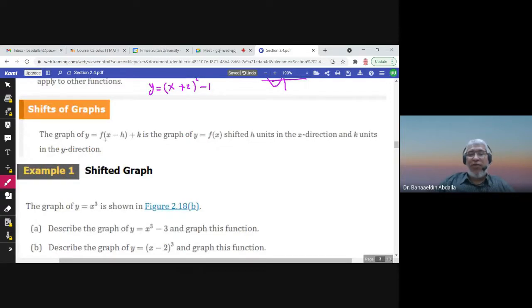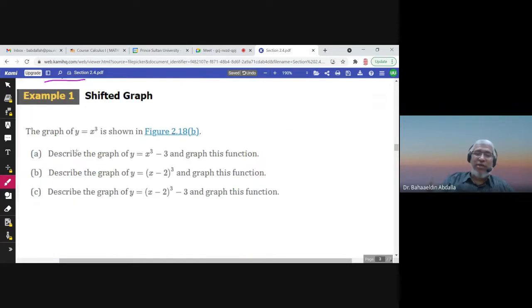So the shifting is easy like this. If we have an original graph of y equals f of x, we can sketch the graph of f of x minus h plus k, where h units in the x direction, right or left, and k units in the y direction, up or down.